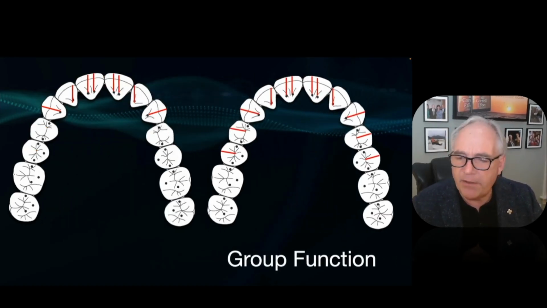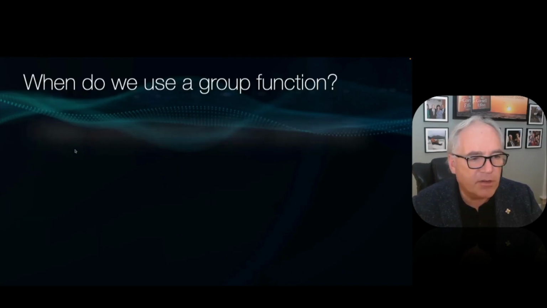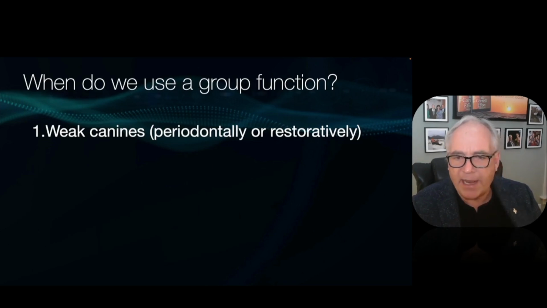So when are we going to do this? When do we go from one to the other? That, I think, is the most important thing to understand. It's fairly easy to do and plan for, but thinking about it in the planning stage and knowing when you're going to do it is critical. Certainly weak canines, periodontally or restoratively, teeth with big posts in them or bone loss, you may need to spread it out over more teeth.